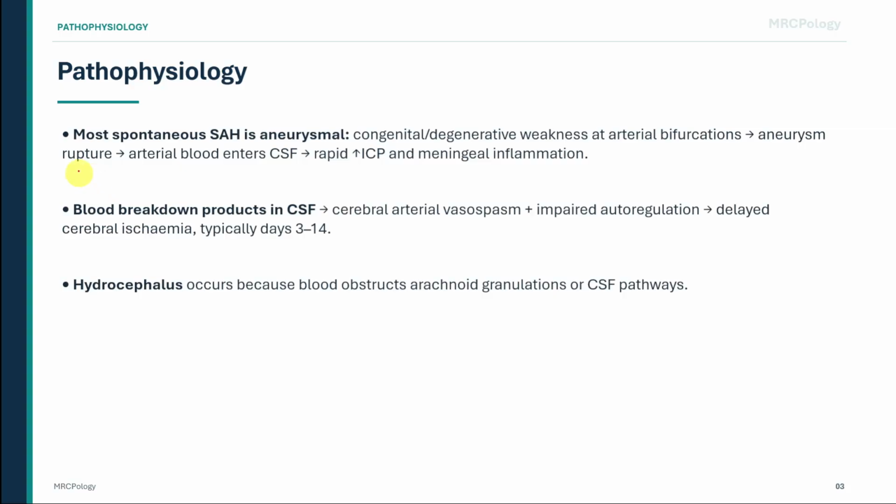Most spontaneous subarachnoid hemorrhage is aneurysmal. A berry aneurysm usually forms at an arterial bifurcation, where vessel wall stress is high. Over time, congenital or degenerative weakness in the arterial wall can lead to aneurysm formation. Then rupture causes arterial bleeding directly into the cerebrospinal fluid.